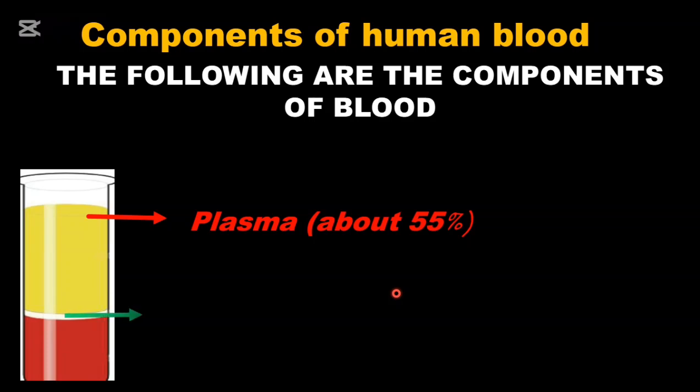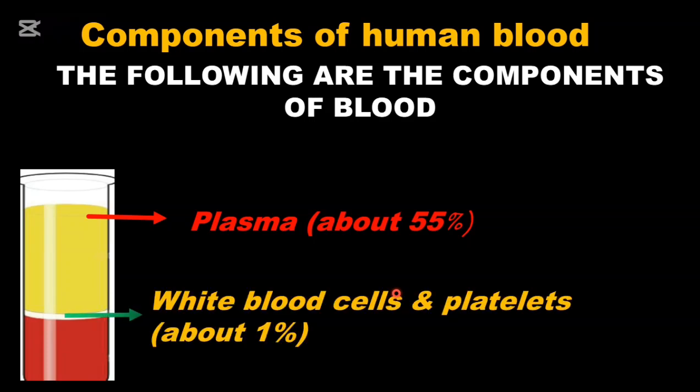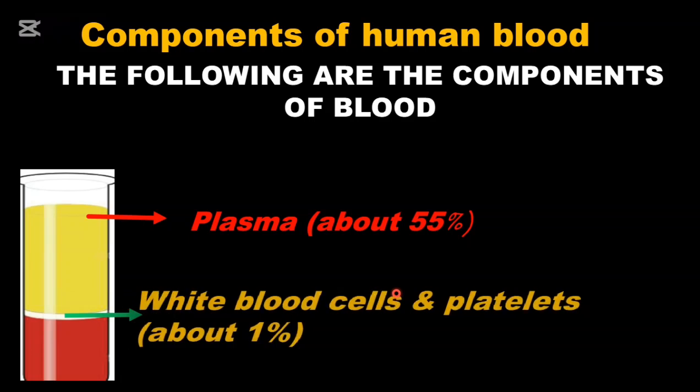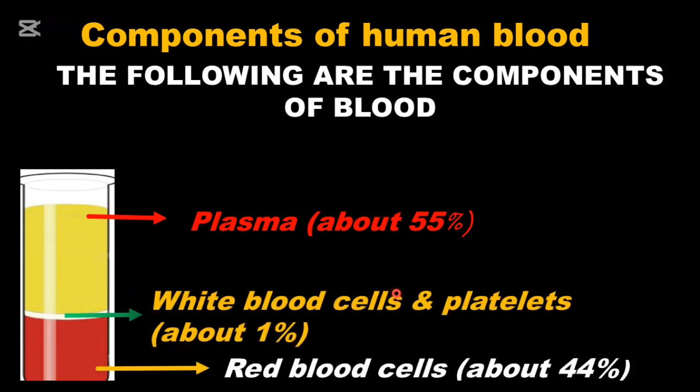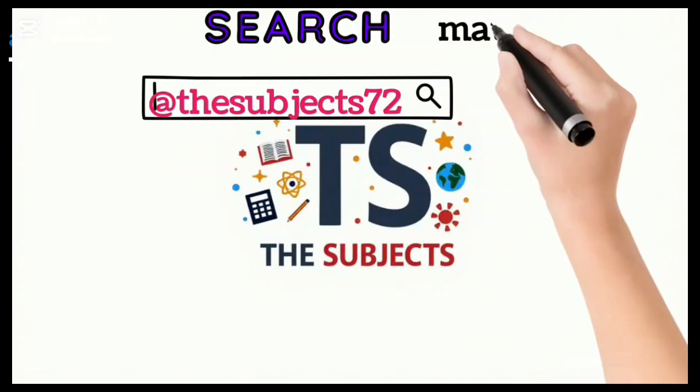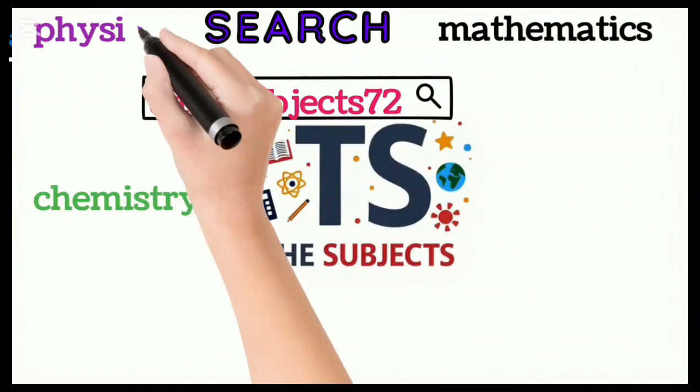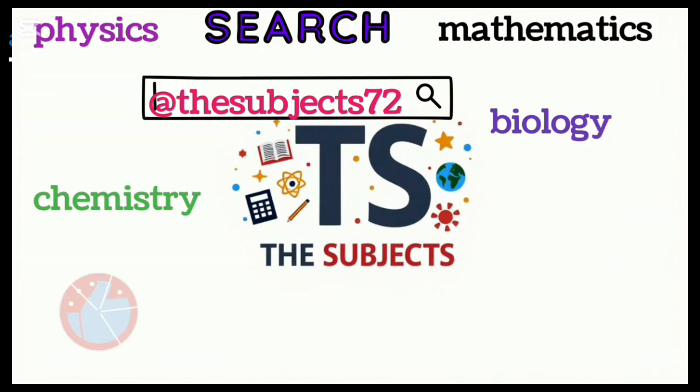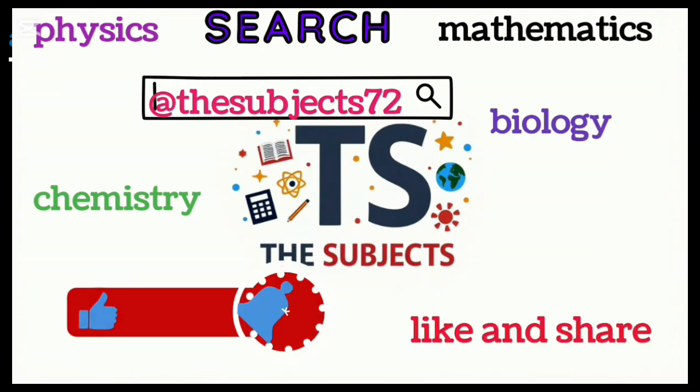Number 2 is the white blood cells and the platelets. White blood cells and platelets make up 1% of the blood. Another one is the red blood cells. Red blood cells are about 44% of the blood. Those are the main components of blood. Let's continue with plasma. We're going to explain one by one. Plasma is the main component of blood. It is mainly liquid.